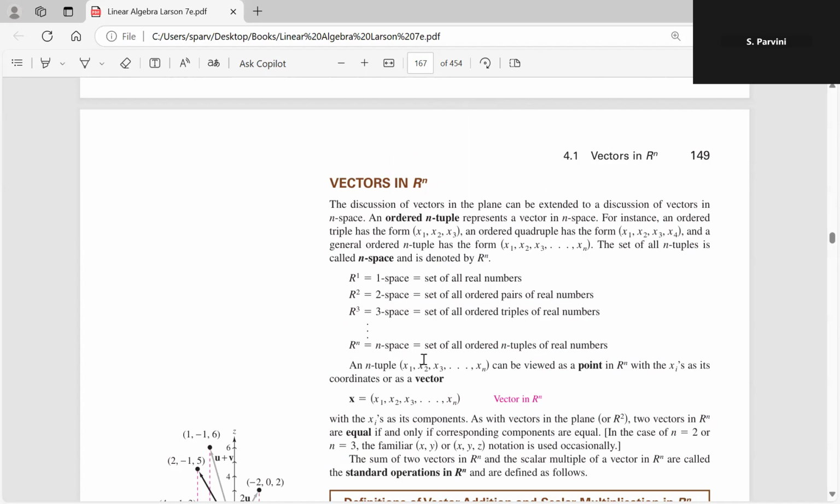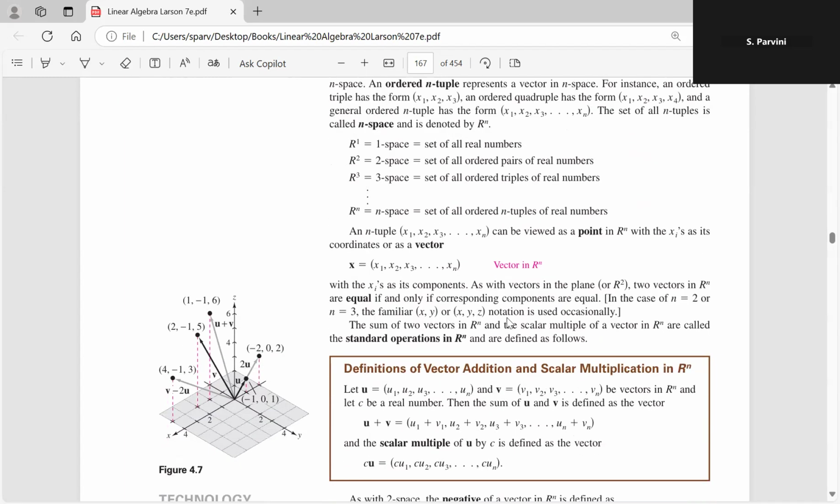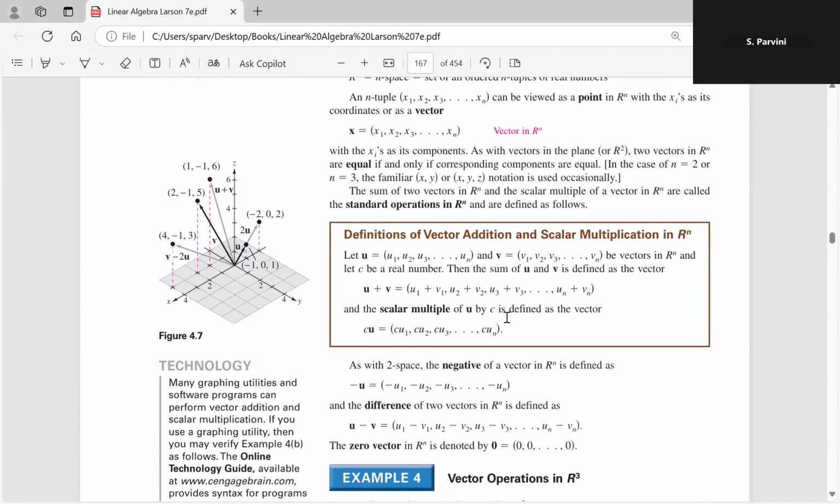All right. Now, this is the definition of vector addition and scalar multiplication in Rn. Instead of the plane, it's very similar. In fact, the addition and scalar multiplication in R2 is a special case of this one.